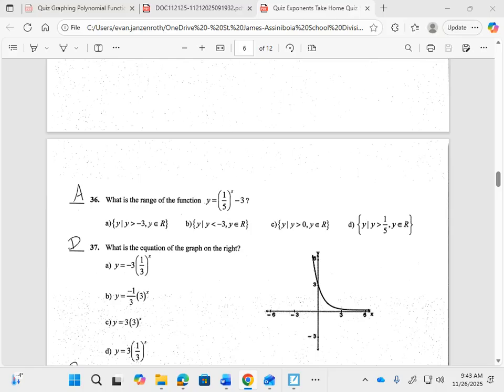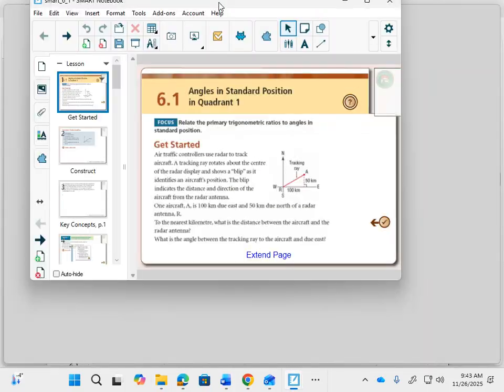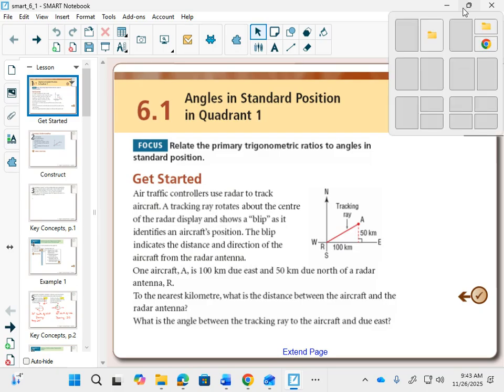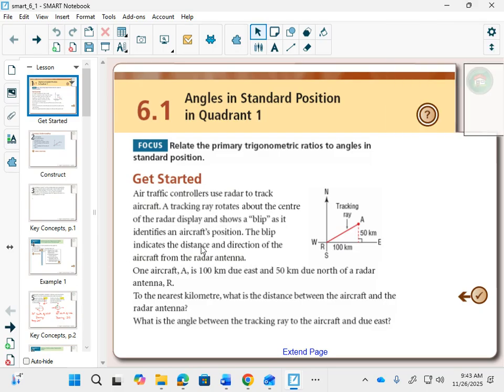And then today, did I open it up already? There it is. Today we start trig. Do you remember SOHCAHTOA? A squared plus b squared equals c squared? Yes. Chill with that. It's better.